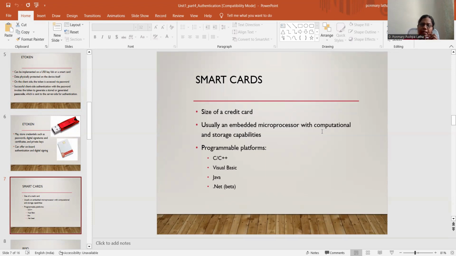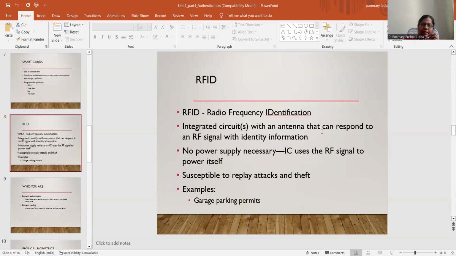You can develop for it on various platforms like C, C++, Visual Basic, Java, and .NET. RFID is radio frequency identification. It is an integrated circuit with an antenna that can respond to an RF signal with identity information. Here, no power supply is necessary.